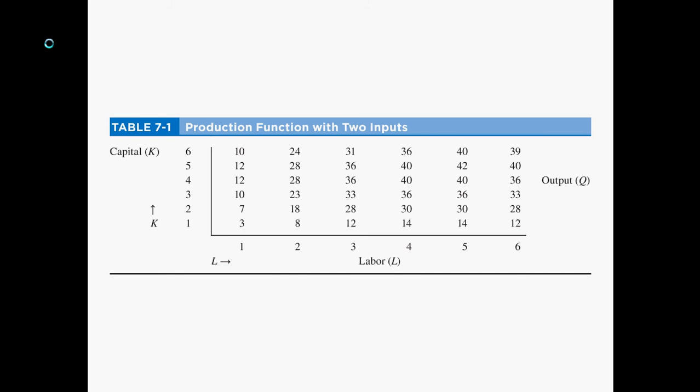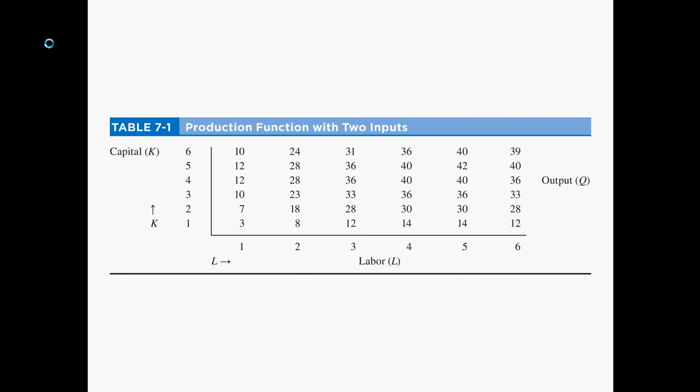Okay, so now we're going to imagine two inputs, and this is giving an example of a production function. A production function, you can think of it as a mathematical function that links the inputs into the production process to the outputs that come out of the production process. So in this case, there are two inputs. It's laid out as a table, and so for one capital and one labor, you get 3 output. For 2 capital and 1 labor, you get 7 output, and so on for all the cells in the table.